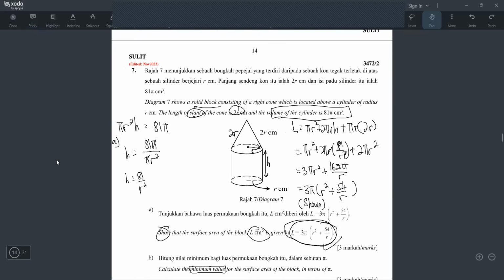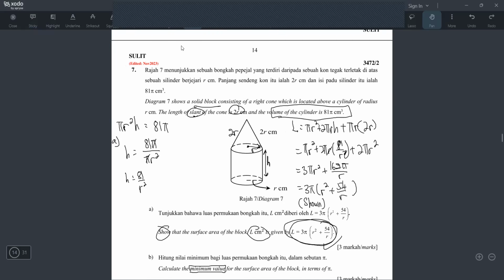Differentiation actually got how many types of question? First type, we call it tangent normal type. This one where they ask you to find gradient tangent, gradient normal, equation tangent, equation normal. Second type of differentiation question is what? Minimum, maximum, turning point. This type of question, what you will do is you will take differentiation equals 0. Because if you're finding the turning point, the gradient of tangent will be 0. It means dy/dx equals 0. This is the second type of question.